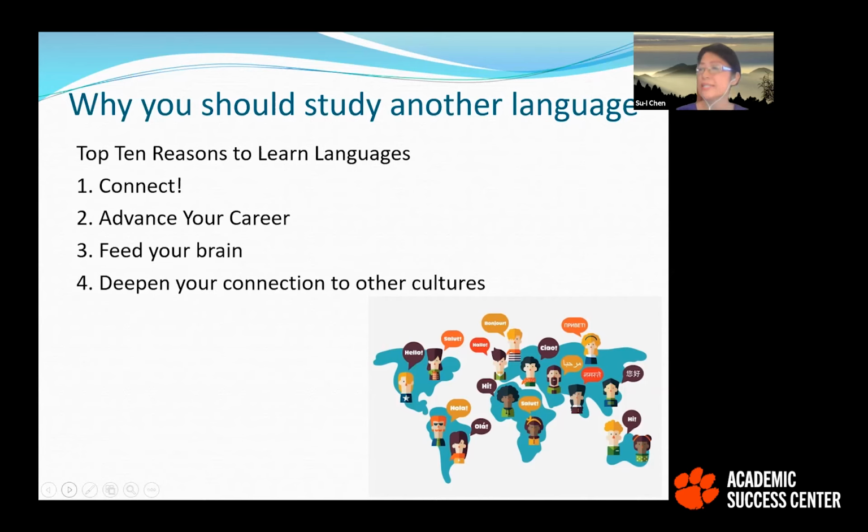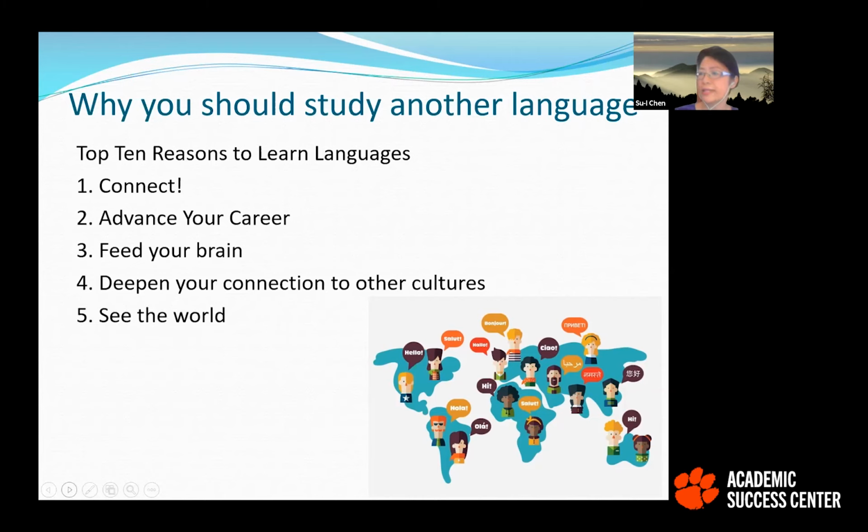And then deepen your connection to other cultures. Yes, language is the most direct connection to the culture. If you can communicate with people, you begin to learn their tradition and religion, and also the art and history of that language. That gives you a very rewarding experience, and you connect to other cultures even deeper.